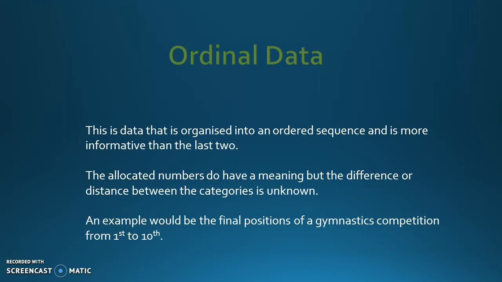Ordinal data is data that is organized into an ordered sequence and is more informative than the last 2. The allocated numbers do have a meaning, but the difference or distance between these numbers and categories is unknown. So an example would be in a gymnastics competition, the final positions, from 1st to 10th. These numbers have a meaning. First obviously means first, 10th is last, but the difference between those is unknown.